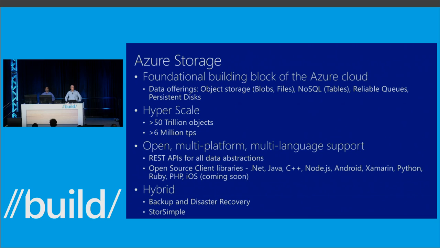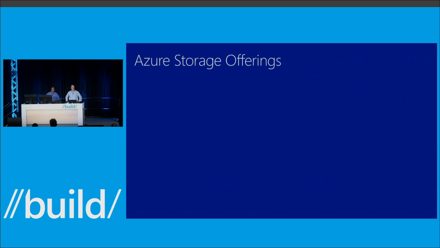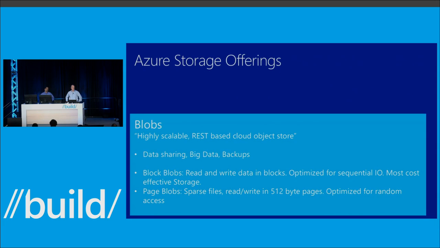We have a number of different data offerings, a number of different abstractions ranging from unstructured storage to NoSQL, reliable queuing, and persistent disks. We'll walk through each of these and give you a quick overview on how to code against them or how to use them. So let's start with the base layer, blobs.